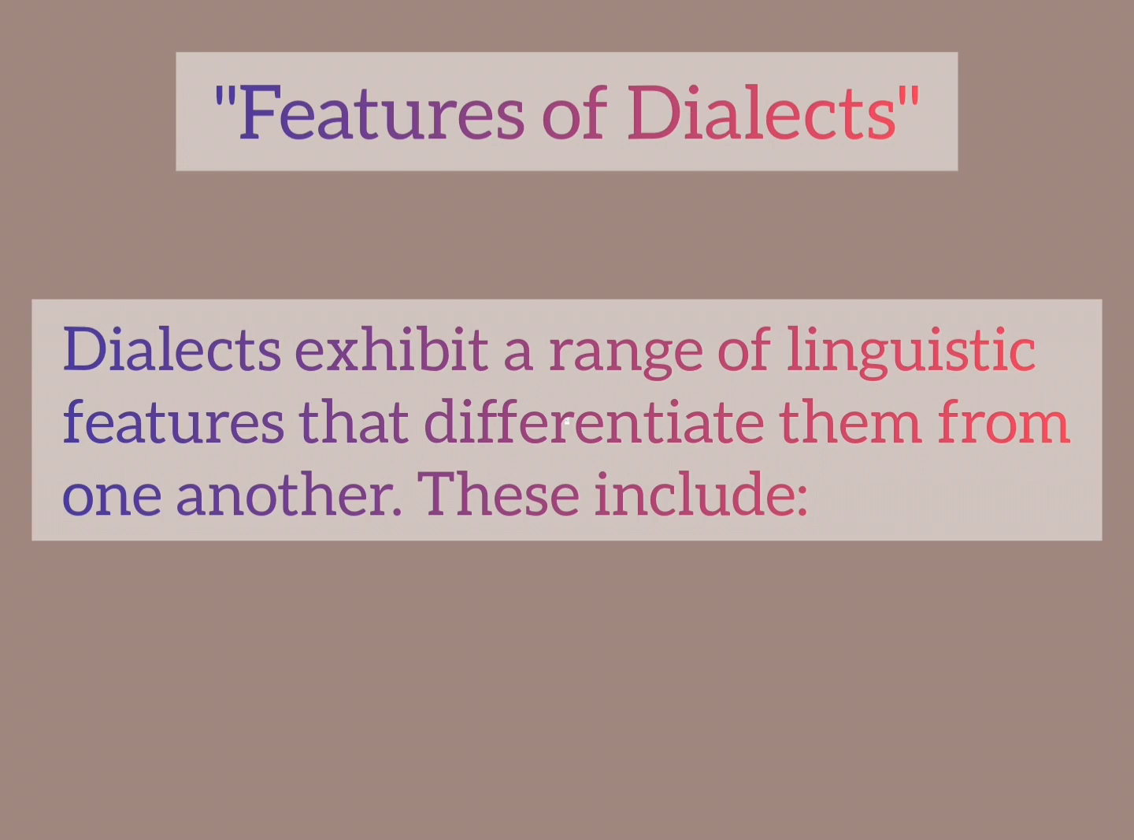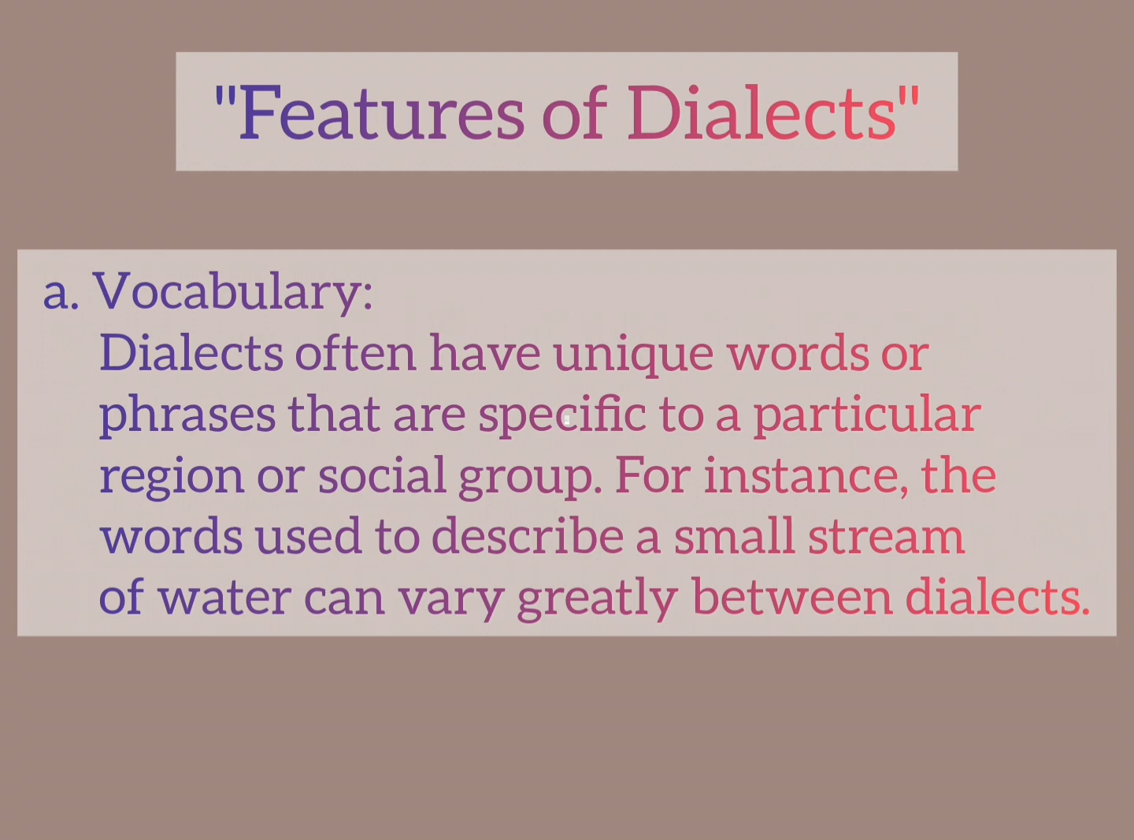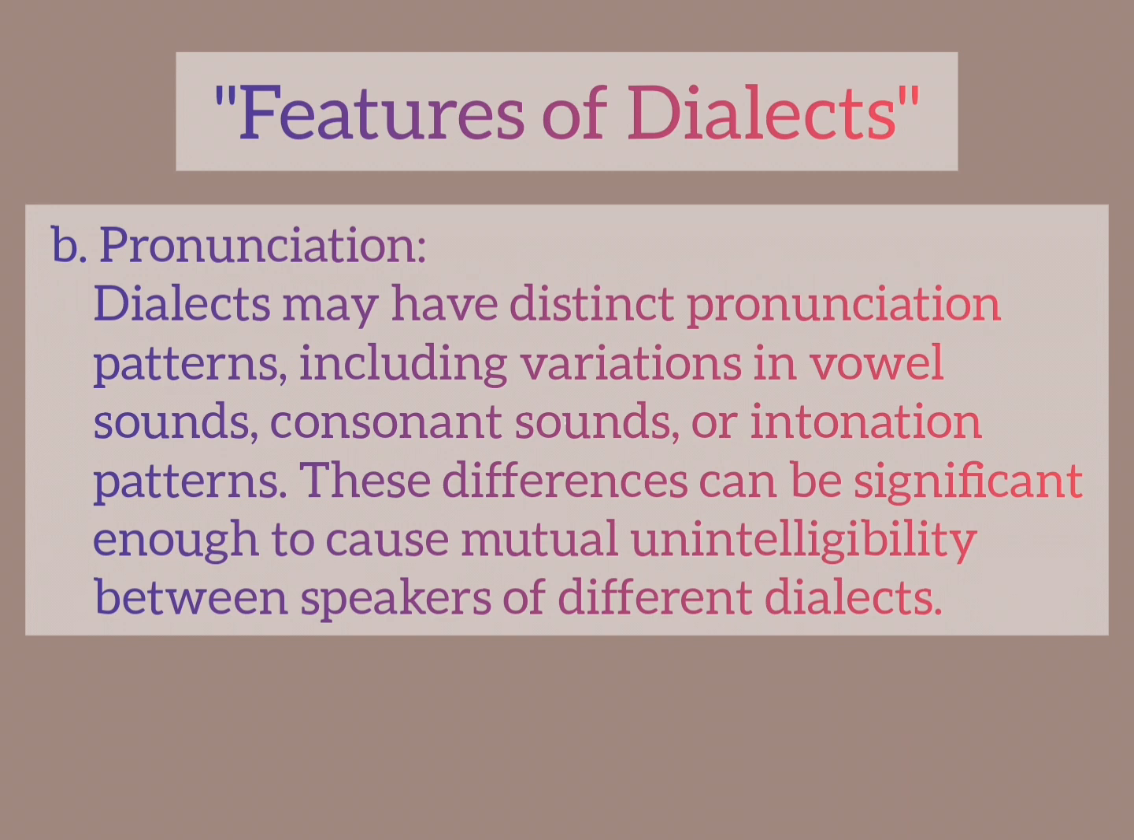Dialects have a broad range of linguistic features that differentiate them from one another. These include: A. Vocabulary. Dialects often have unique words or phrases that are specific to a particular region or social group. For instance, the word used to describe a small stream of water can vary greatly between dialects. B. Pronunciation. Dialects may have distinct pronunciation patterns, including variation in vowel sounds, consonant sounds, or intonation patterns. These differences can be significant enough to cause mutual unintelligibility between speakers of different dialects.